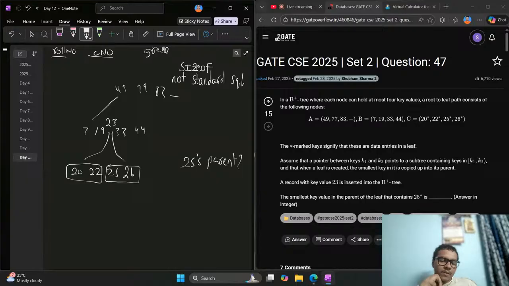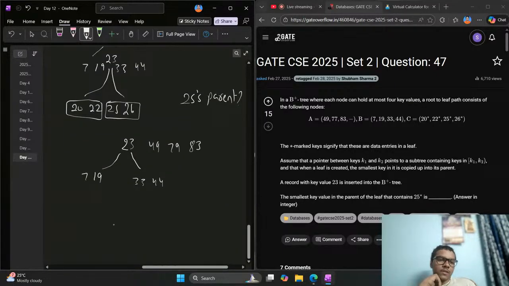And again it will be overflowed, so 23 will be sent here. So now it will be 23, 49, 79 and 83, and the values that are smaller than 23 are 7 and 90, and the values that are greater than 33 are 44. So 20 and 22.